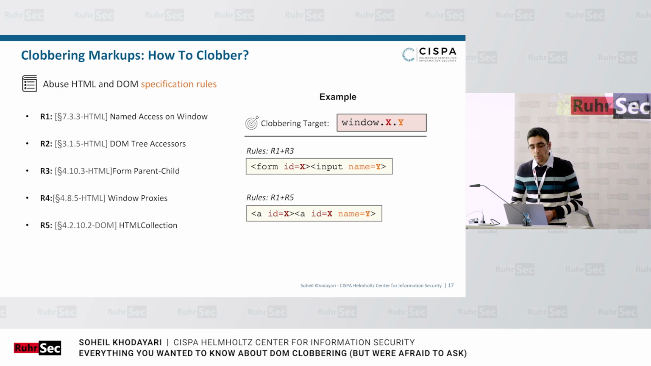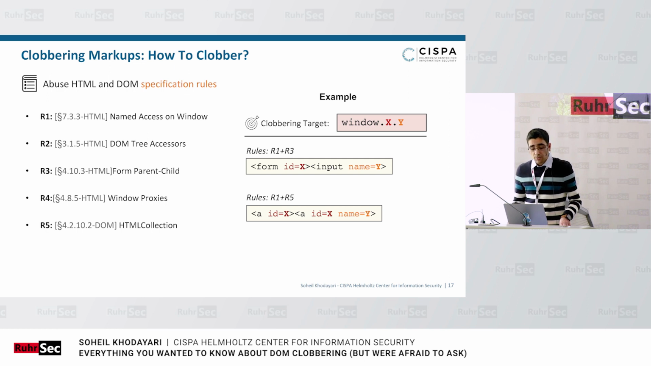Assume we want to clobber window.x.y. Attackers can combine rule 1, named access on window, and form parent-child to basically clobber this. So first, they add a form with ID equal x, which clobbers window.x. And then to go from window.x to window.x.y, they have an input with name y as a child of the form. So this way, they can access nested properties.